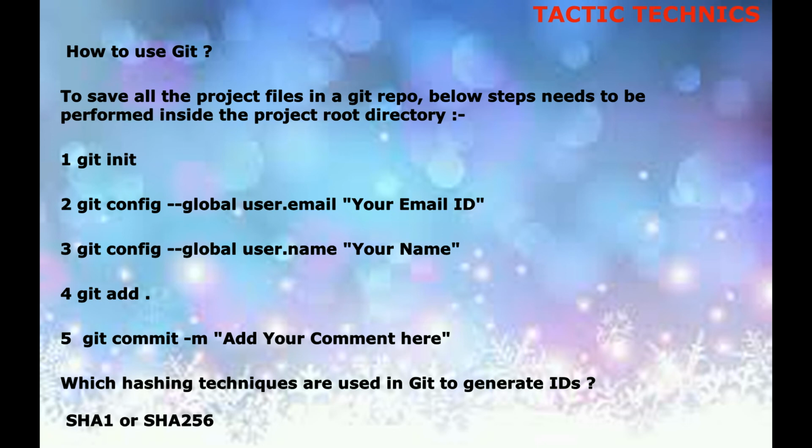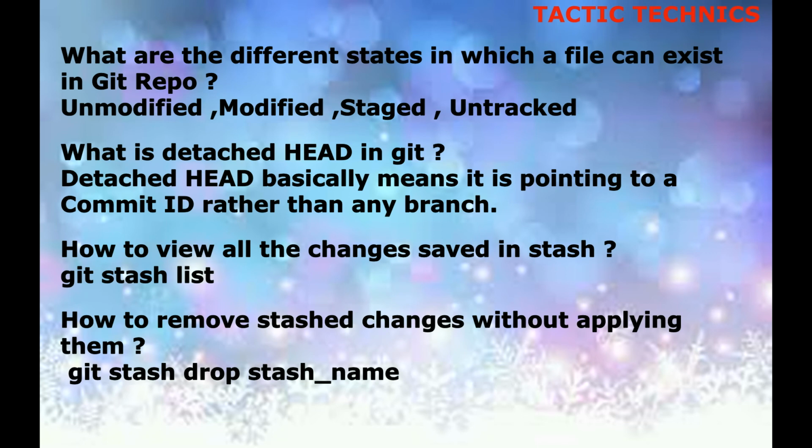Which hashing technique is used in Git to generate IDs? SHA-1 or SHA-256. What are the different states in which a file can exist in a Git repo? Unmodified, modified, staged, untracked. What is detached HEAD in Git? Detached HEAD basically means it is pointing to a commit ID rather than any branch. How to view all the changes saved in stash? git stash list. How to remove stash changes without applying them? git stash drop stash_name.